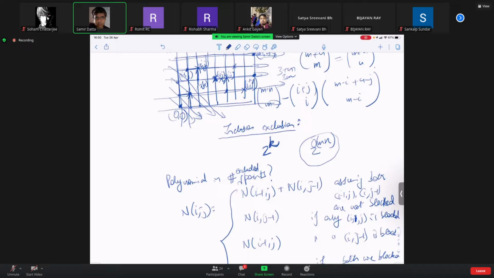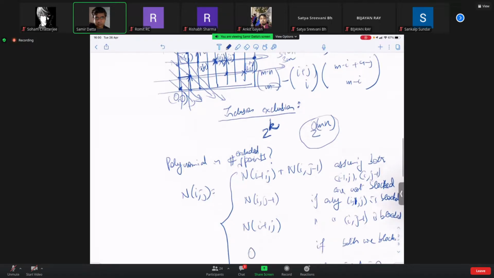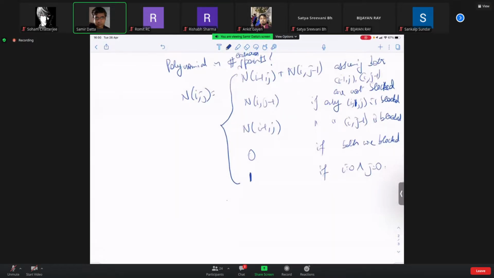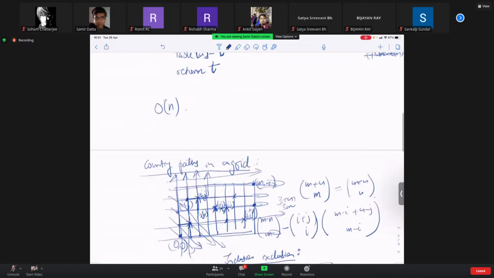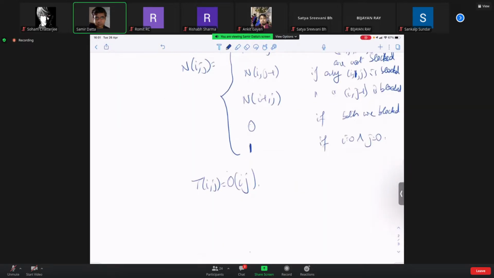I guess what you mean is it is I times j, correct? So T i comma j is equal to I times j, or order I times j. How do you prove this? Tell me. So we have two for loops, right? One from 0 to I, and the other from 0 to j. We have two for loops, so it is mn, correct?